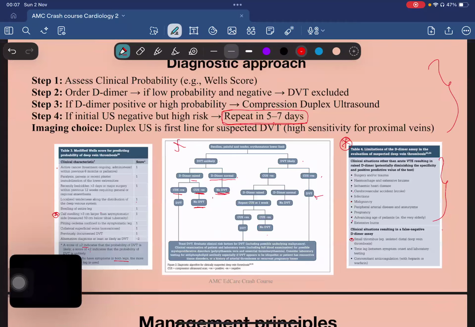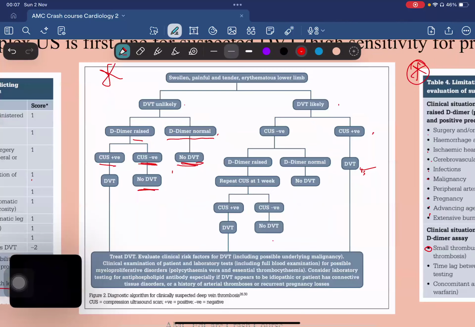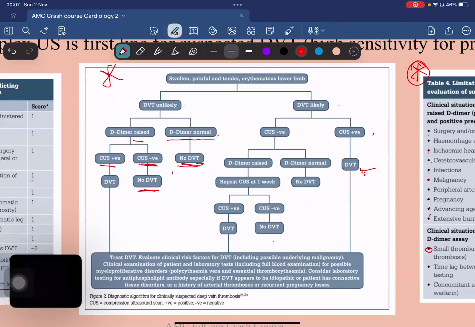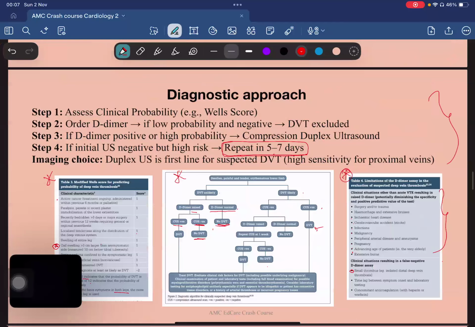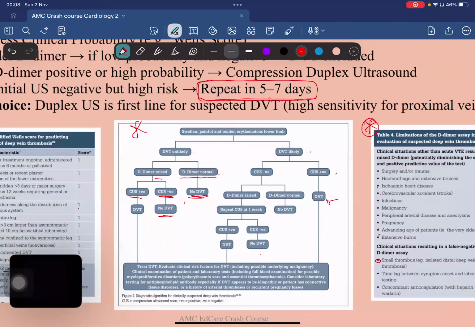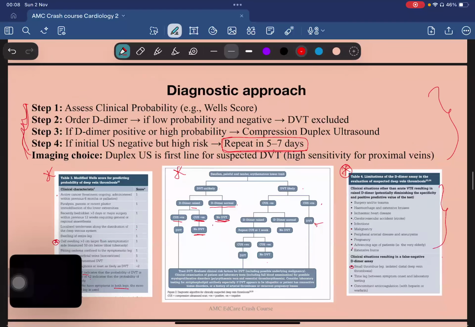But what I know is this and this are very, very important for AMC. This chart alone could help you a lot when solving questions. So I tried to put that in step order to remember. If it's easier for you, try to remember it this way. But if you are more of a flowchart person, then straight away remember it out of the guidelines. So that would be the diagnostic approach, I would say, for our DVT.